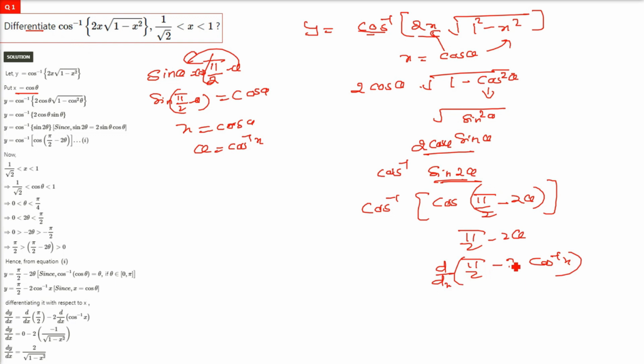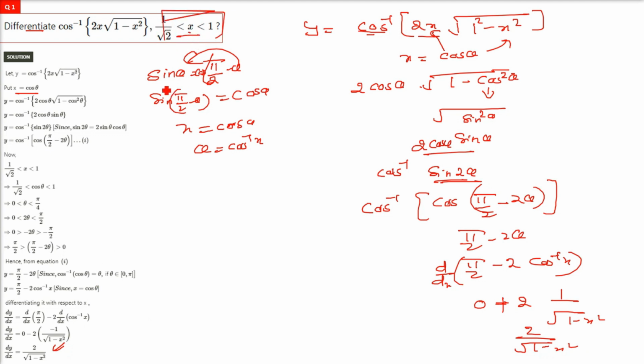Differentiate is what? Pi by 2 is 0. If I differentiate it, pi by 2 is 0, minus 2, cos inverse x differentiation we already know, negative 1 by under root 1 minus x square. That is negative of 1 by under root 1 minus x square. Minus minus become plus. So twice of 1 by under root 1 minus x square. This is your solution. This is actually the solution of this question.